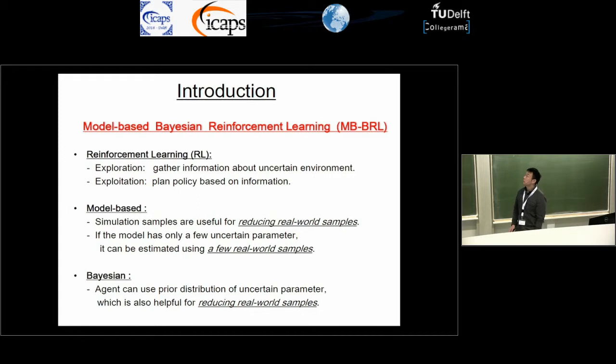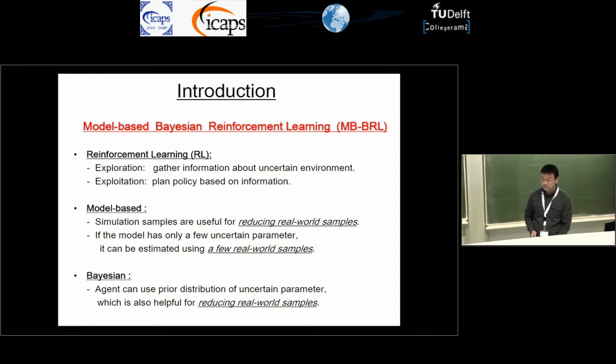In this work, we consider model-based Bayesian reinforcement learning. Reinforcement learning is a problem of exploration and exploitation. Roughly speaking, exploration means gathering information about an uncertain environment, and exploitation means planning a policy based on that information.